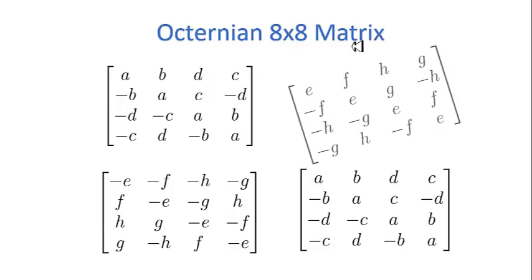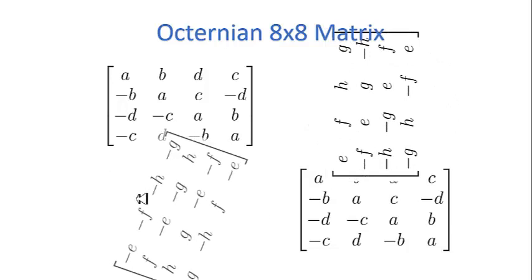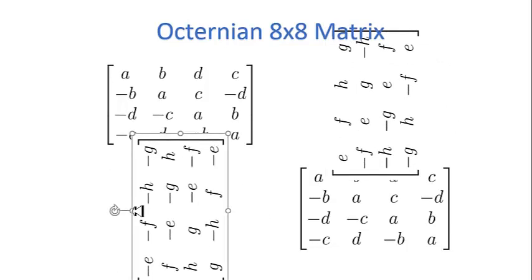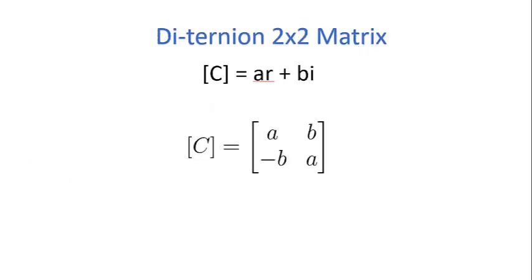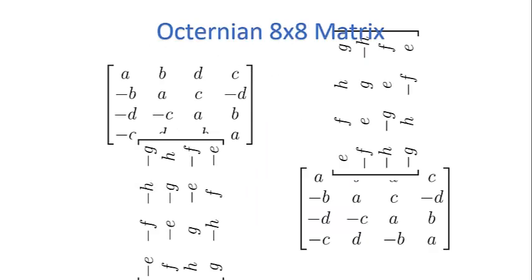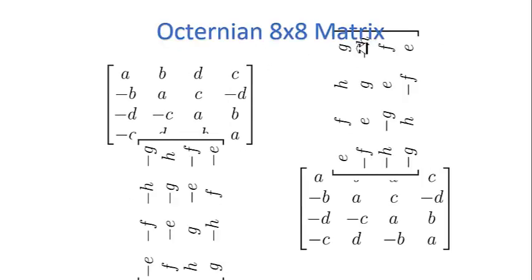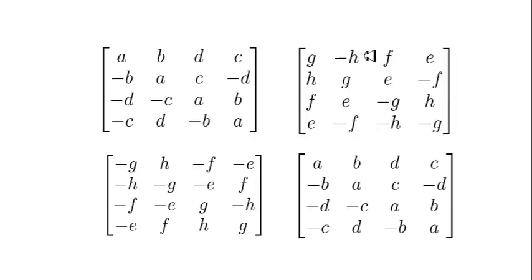And then I'm going to rotate this counterclockwise by 90 degrees. Okay, so I'm going to do the same procedure that I did to get from complex numbers to quaternions to get from quaternions to octernions. I'm going to write this down properly so you can see that I've got G, minus H, F, E, G, minus H, F, E.